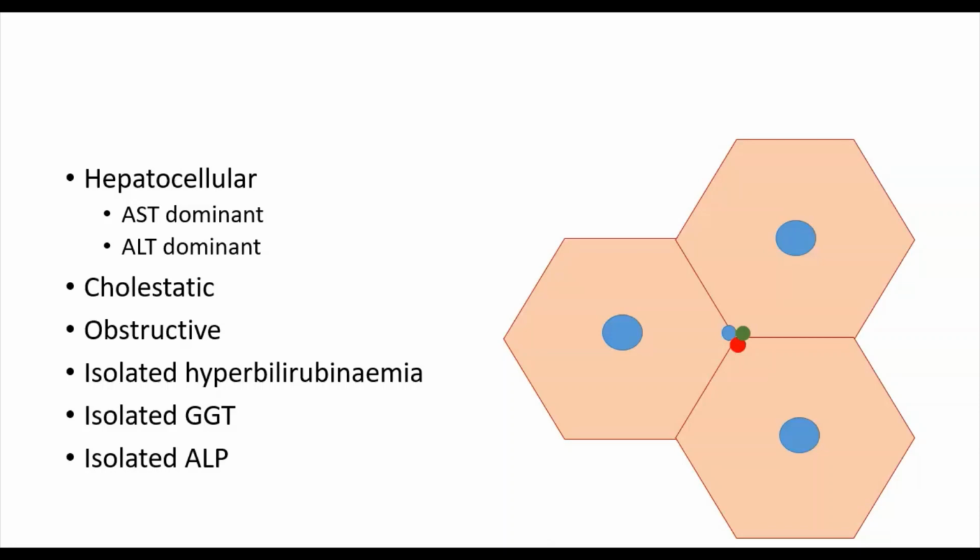Now that we understand these patterns, we can go on to discuss causes of obstructive LFT derangement by looking at the anatomy of the biliary tract.